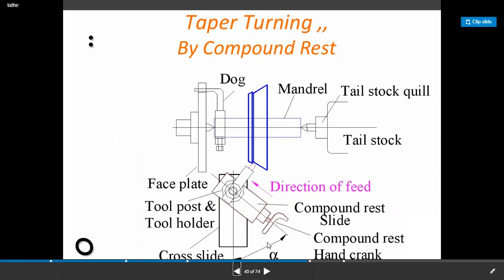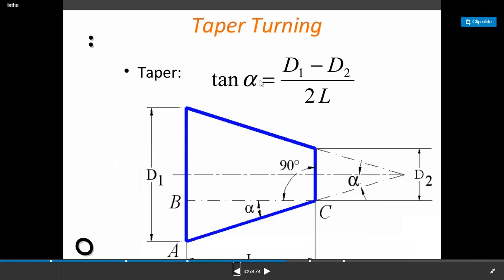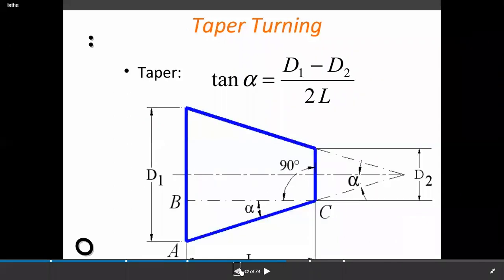Tangent of alpha, we saw earlier, tangent of alpha is given as d1 minus d2 upon 2L. Why is it alpha? Because alpha is the half taper angle, and when we take 2 alpha, that is the conicity, that 2 will be removed, so k is equal to d1 minus d2 upon L. But in your taper turning formula, you have to use this formula: tangent of alpha is equal to d1 minus d2 upon 2L. Is it clear students? Did you understand everything?